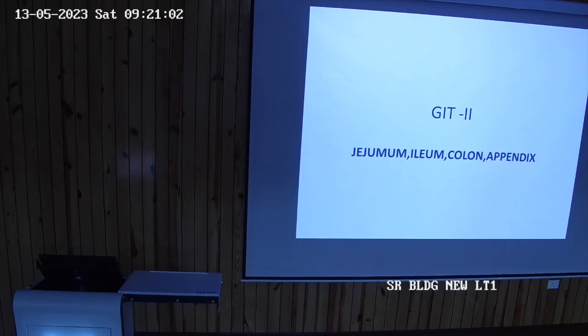Now the point comes, jejunum and ileum. There is a basic difference. The parietal cells, they start before the other cells. I want to tell you the differentiating points.